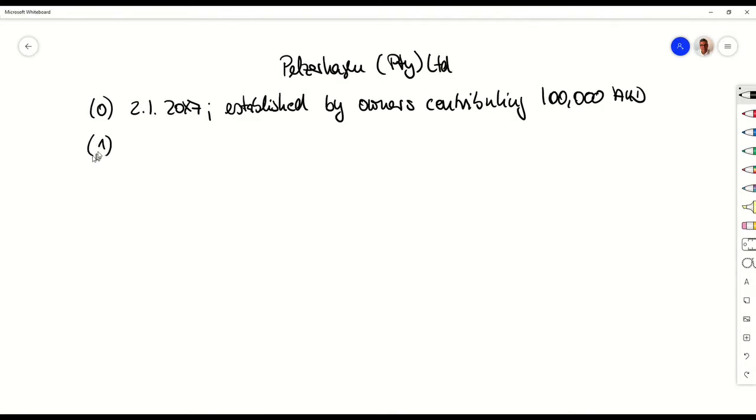Now the first activity is an activity which is linked to the expenses. That activity is that the company will pay on the 2nd of January in 2007 the amount for rent in advance. So rent paid, and the amount is 3,400 Australian dollars, which is the annual rent.